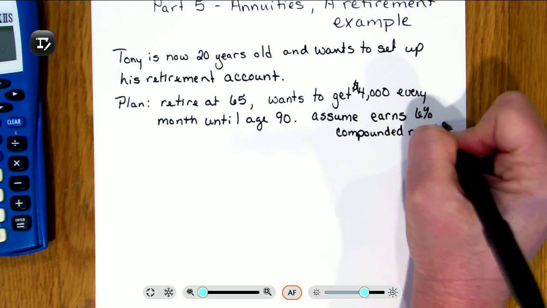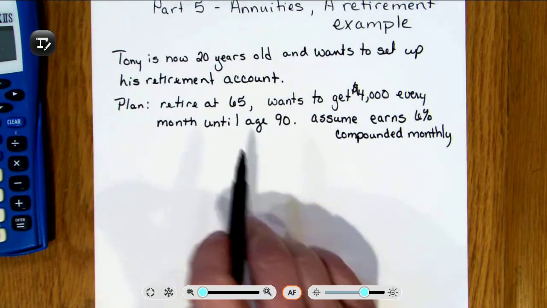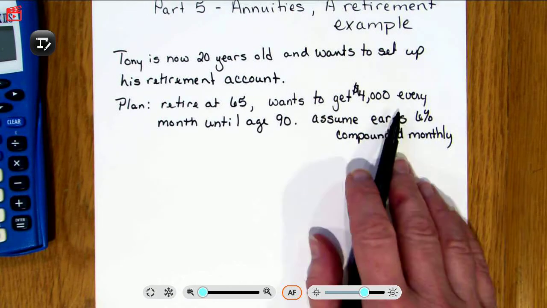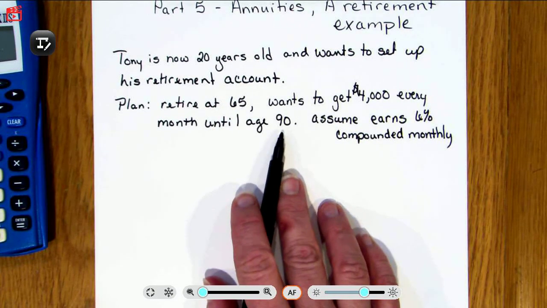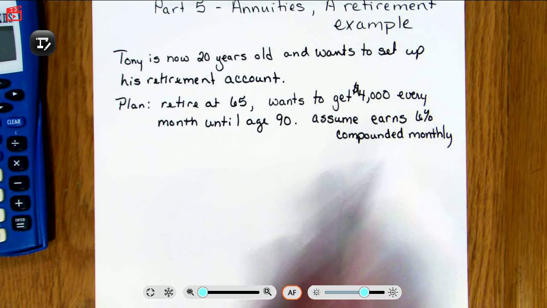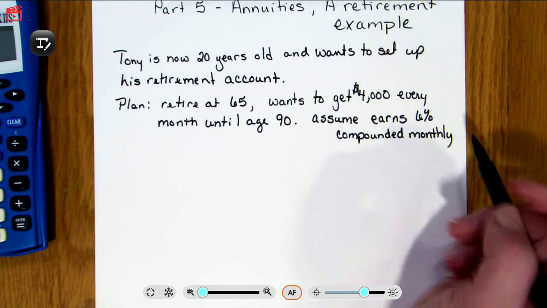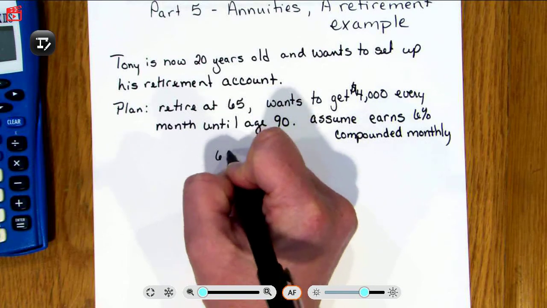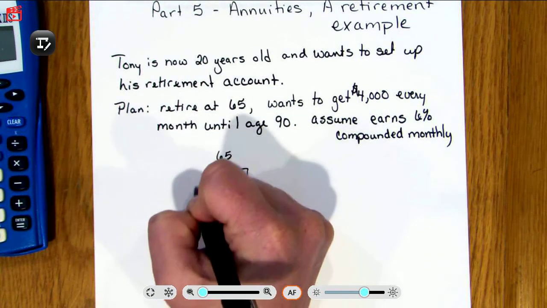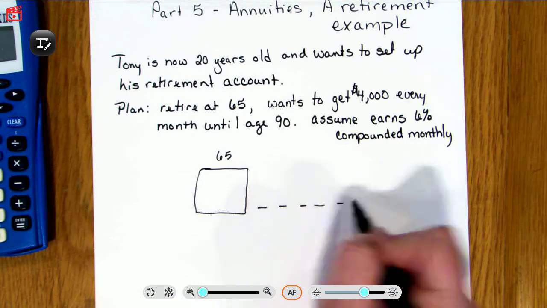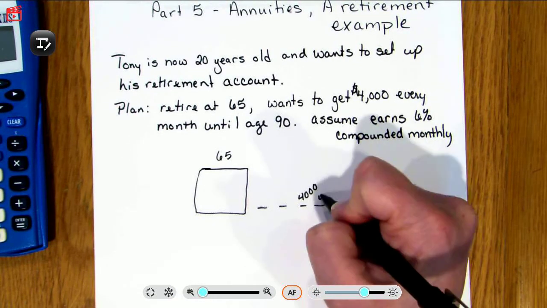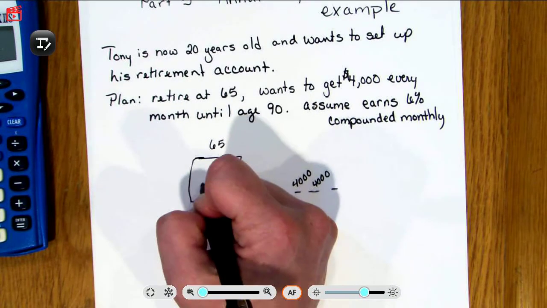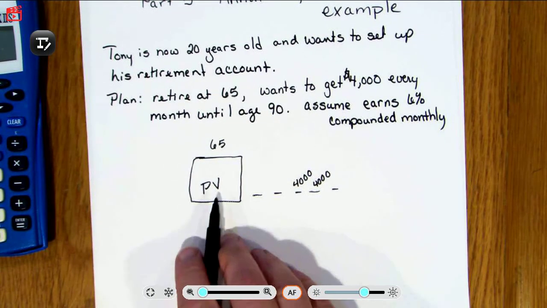Okay, so this would be his first step, to decide all these parts. He has to decide at what age he wants to retire, how much he wants to get every month or every year or whatever, and a guess as to how long he's going to live. And we're just guessing on this 6% compounded monthly piece. So the first thing we're going to do is calculate that. At 65, he's going to have this huge chunk of money that's going to pull off these $4,000 payments. Even though this is in the future, this situation is a present value problem. So the first thing we're going to do is calculate that present value.